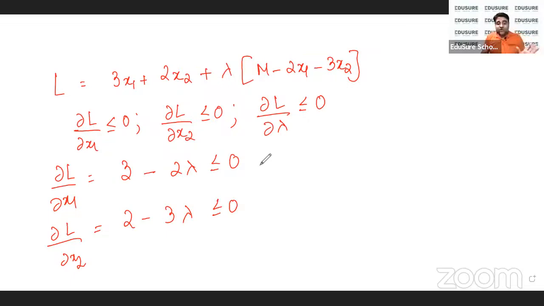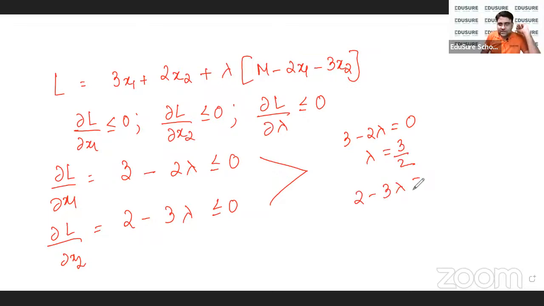Now, one of them has to be equal to 0 in order to get to the maximum point, and the other one cannot be positive. It has to be negative. So please understand, let's pick a value of lambda here. If I put both of them, what do I get? 3 minus 2 lambda, if I equate it to 0, lambda will be equal to 3 by 2. And if I put 2 minus 3 lambda equal to 0, I'll get lambda equal to 2 by 3.